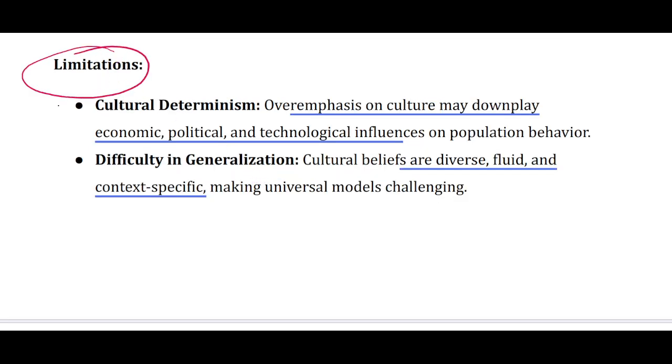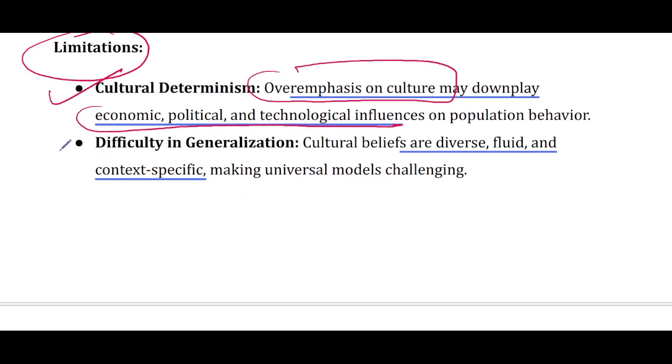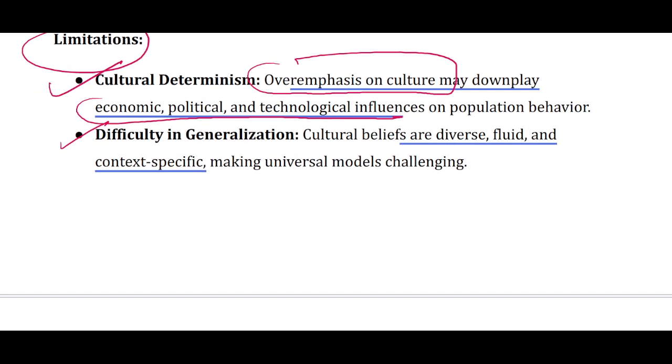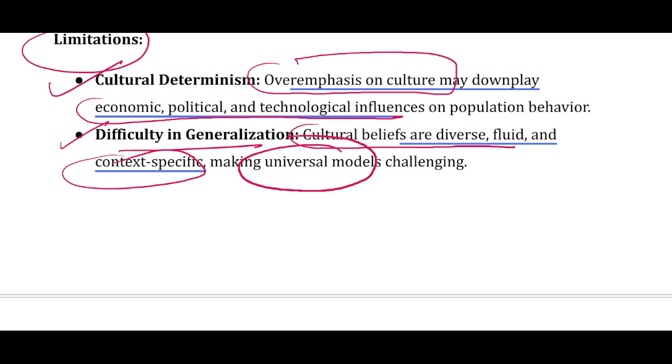Now the limitations of cultural theory. First is cultural determinism. If you overemphasize culture, it may downplay other factors, economic, political, and technological influence on population behavior. Second limitation is difficulty in generalization, that cultural beliefs are diverse, fluid, and context specific. So a universal model cannot be looked into.